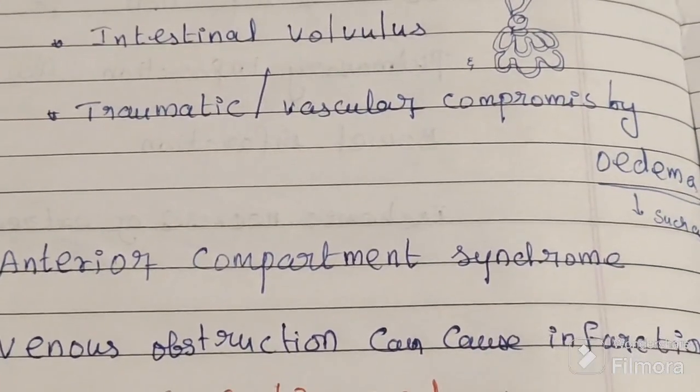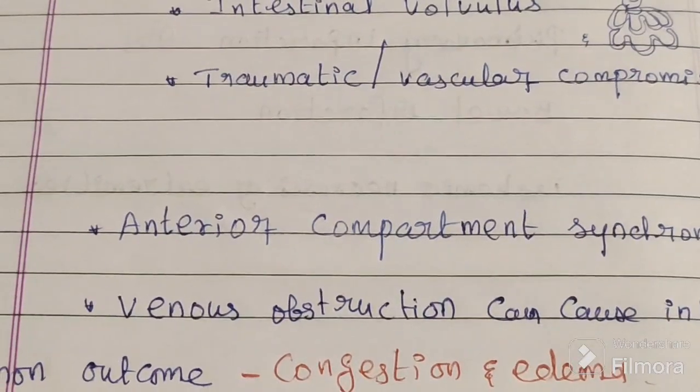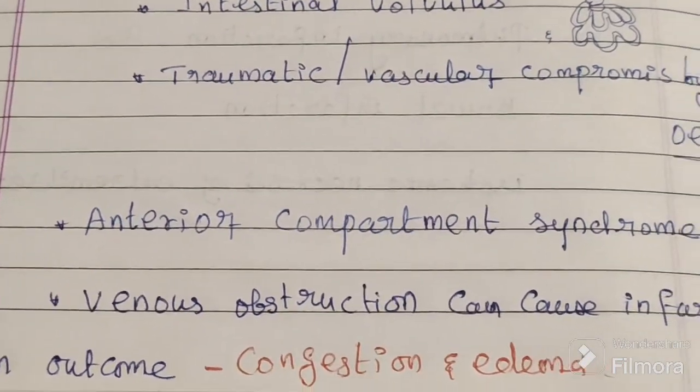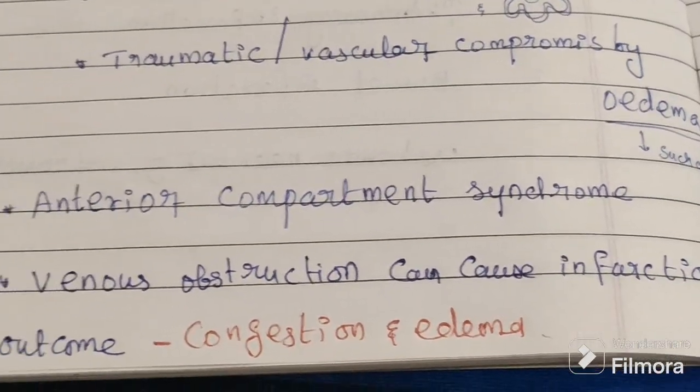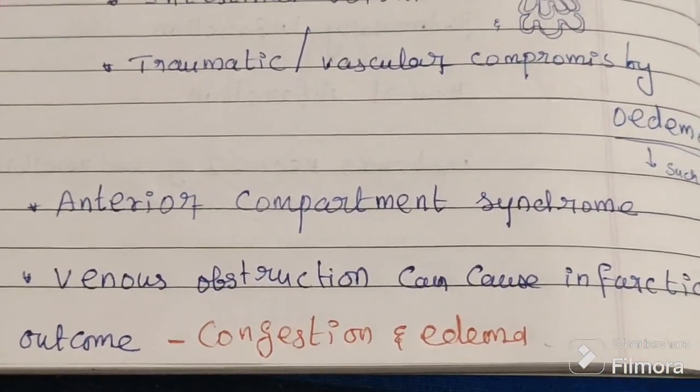Although more commonly, venous obstruction can cause infarction, the common outcome is congestion and edema.